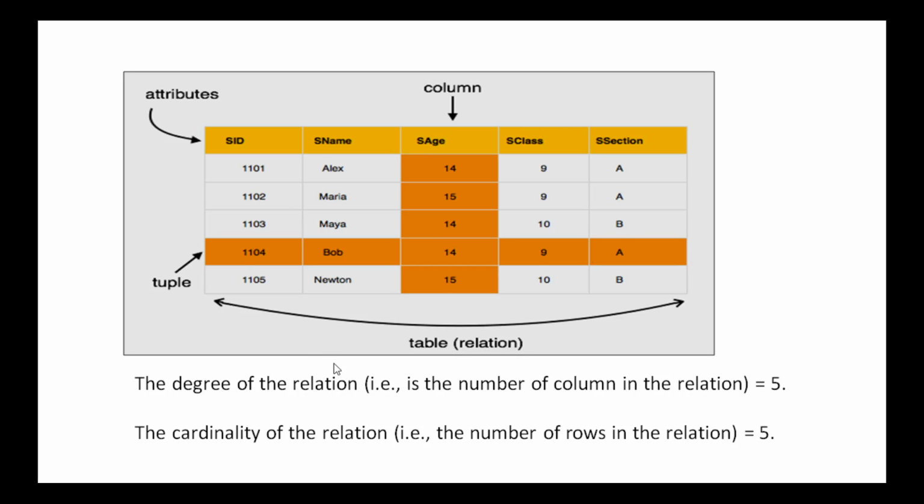The degree of a relation means the number of columns in the relation, which is 5. Cardinality means the number of rows: 1, 2, 3, 4, 5. Here this relation or table contains 5 rows and 5 columns. This table is known as a relation also. The records are known as tuples and the columns are known as attributes.